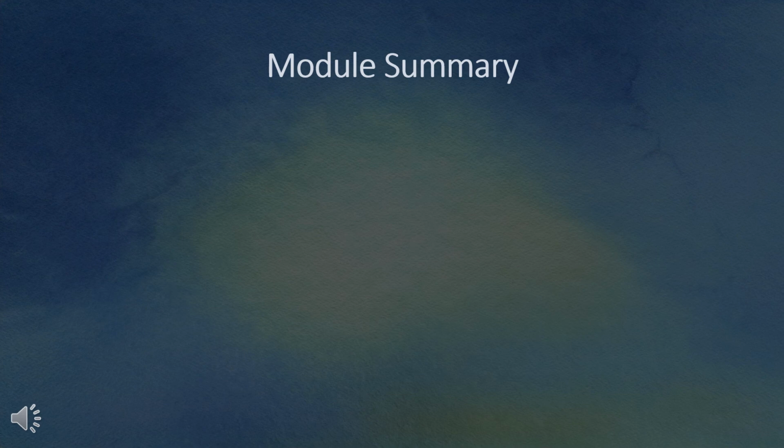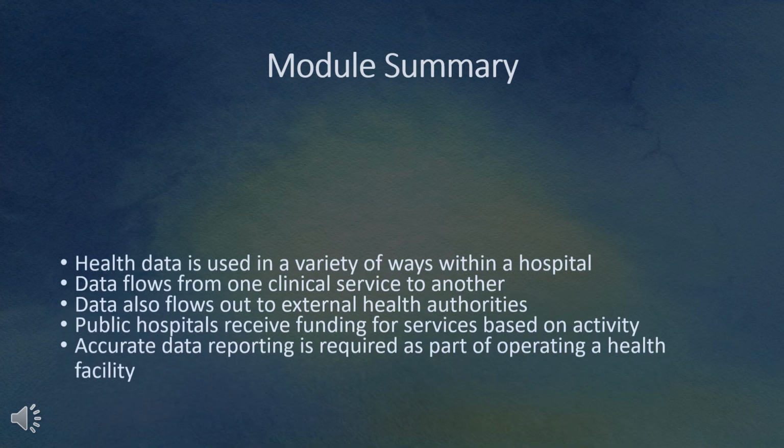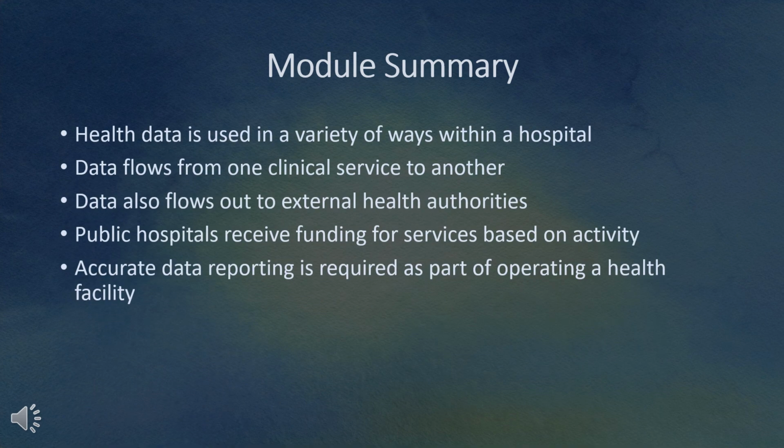We've come to the end of Module 2, so as a bit of a wrap-up, health data is used in a variety of ways within a hospital. Data flows from one clinical service to another. Data also flows out to external health authorities. Public hospitals receive funding for services based on activity. Accurate data reporting is required as part of operating a health facility.